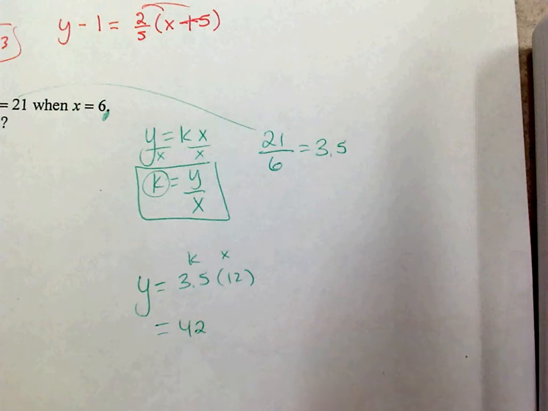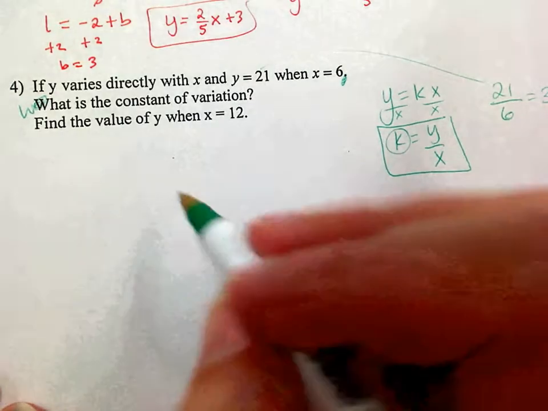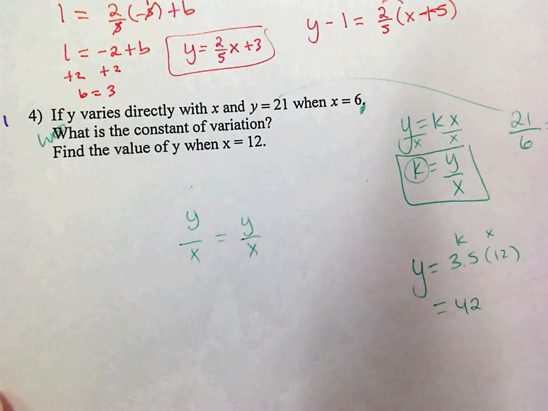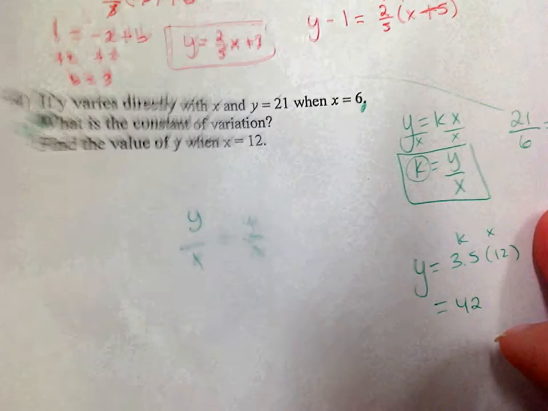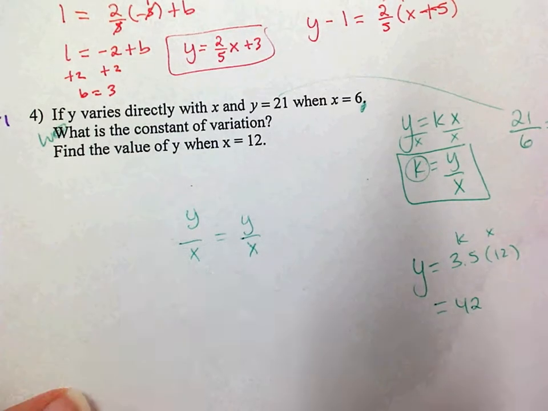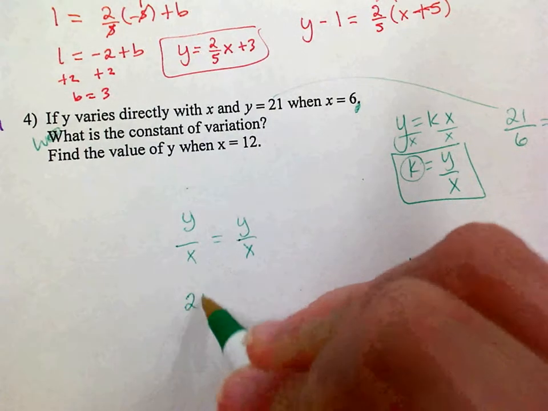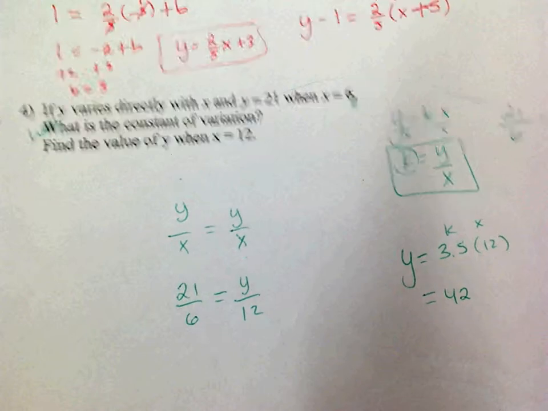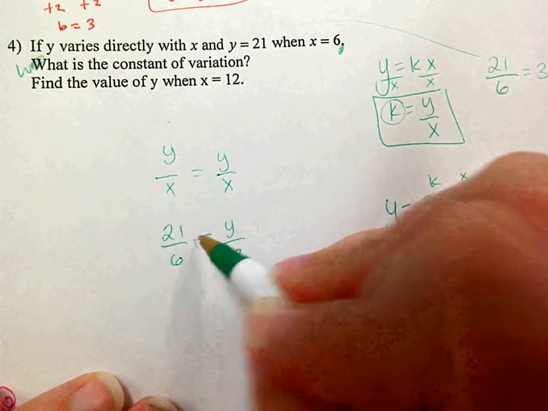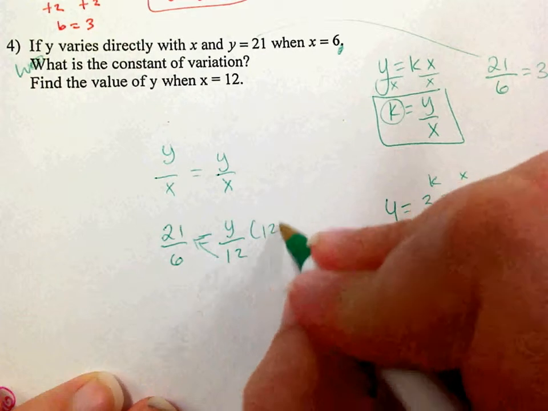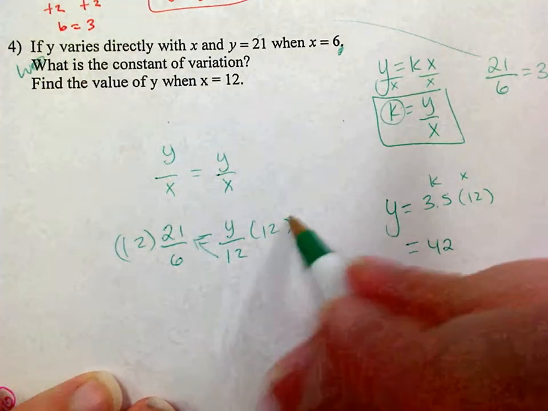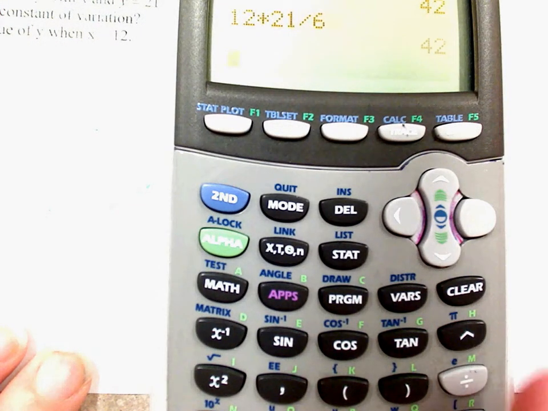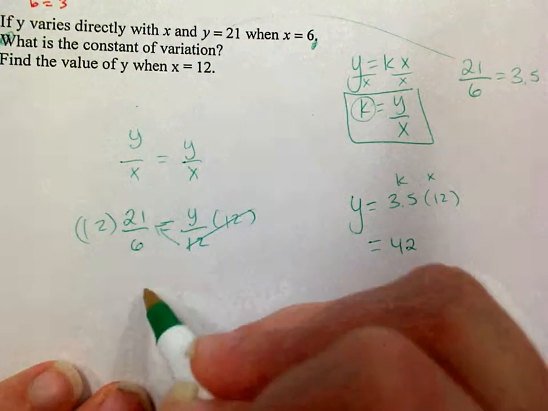Another way to do that is just to do a proportion. Y is to x as y is to x. If there's a constant, if they vary constantly, or directly, then this proportion should hold true. So if 21 is to 6, then what is y when x is 12? Well, then all you gotta do is cross multiply, or just multiply both sides by 12 if you think of it like that. 12's cancel out over here. 12 times 21 divided by 6 is 42. Okay, y is 42.